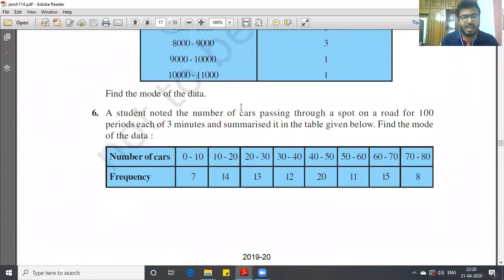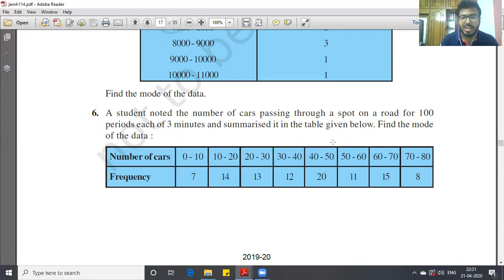A student noted that the number of cars passing through a spot on a road for 100 periods, each of 3 minutes, and summarized it in the table given below. Find the mode of the given table. Okay, so 0 to 10 cars, how many? 7. Okay, 10 to 20, how many times is it happening? 14. Okay, in the 3 minutes interval. Okay, 20 to 30, how many? 13. Okay, 30 to 40 cars passing.